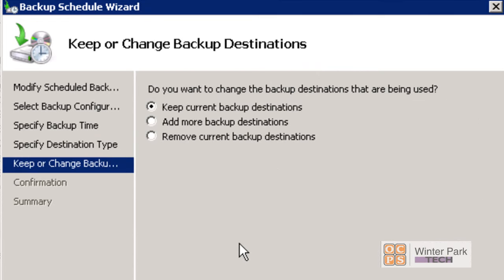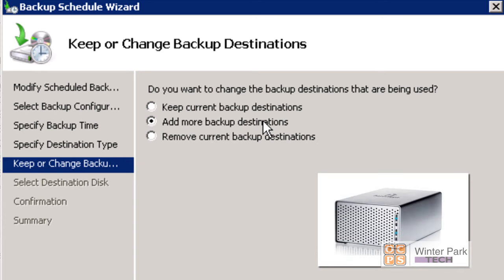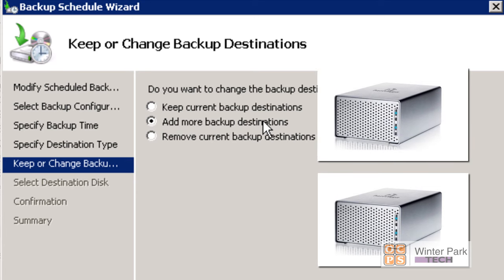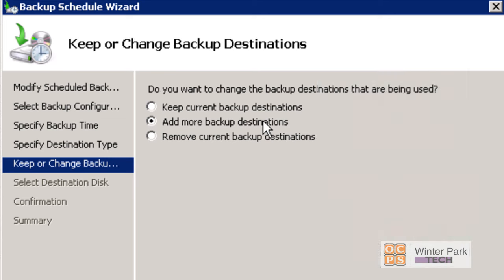The next feature in this wizard allows me to keep my current backup destinations, which I've already dedicated an external LACI for my backups. I could add more backup destinations. This is very nice in an emergency situation where, let's say, your external is full and you're only getting three full backups, and you need to desperately add some more space. You could actually add a second external, and the backup system will manage both of those. This is not where you want to be, but you could do it in an emergency situation.